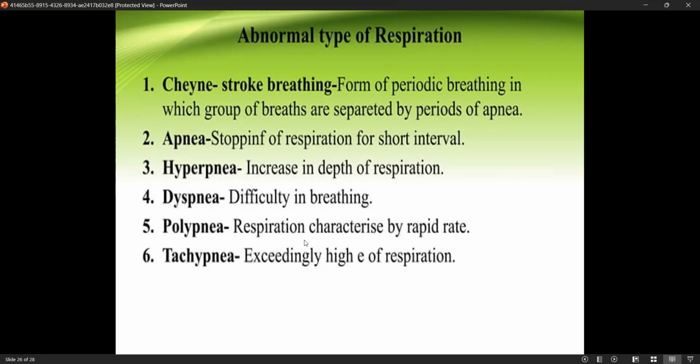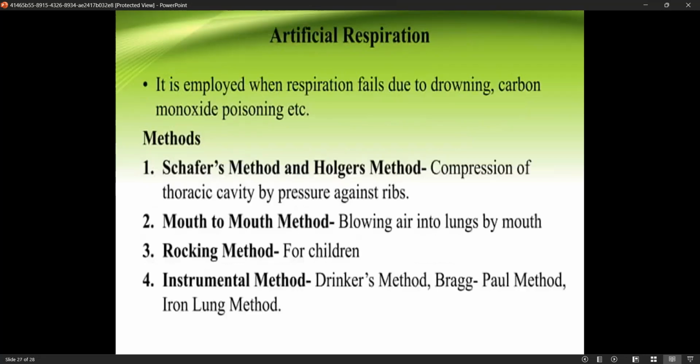And polypnea means respiration characterized by a rapid rate. Tachypnea means an increase in the rate of respiration. And another abnormal type of respiration is bradypnea, that is a decreased rate of respiration.